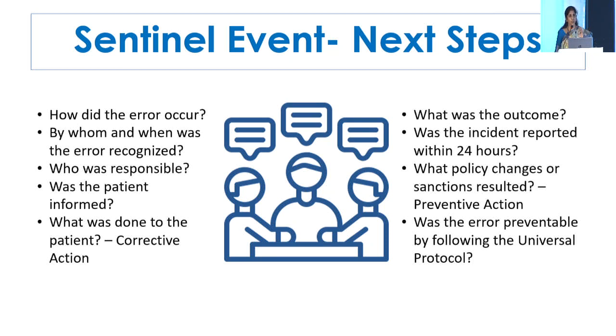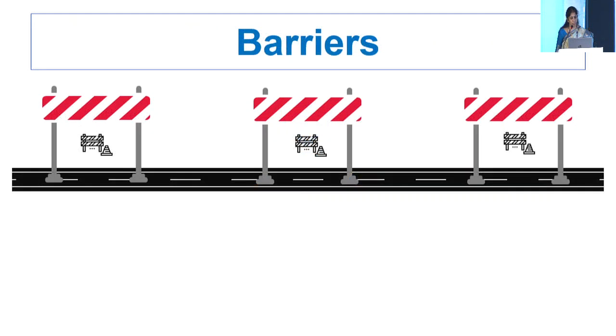There are two aspects. You have to do a root cause analysis and a corrective and preventive action. Corrective is that the patient gets the right care, and preventive is what you will do in future to avoid such a situation. What was the outcome? Was the incident reported? Within 24 hours is mandatory. What are the policy changes? Was the patient refunded if required? And what alterations have you made in your system to prevent it?